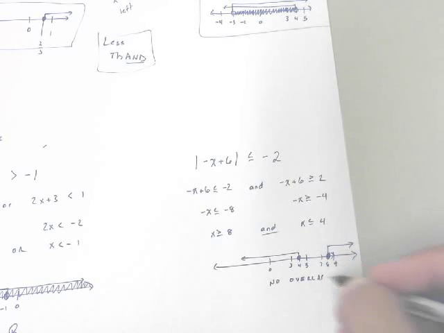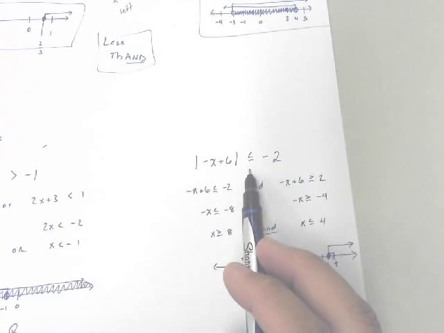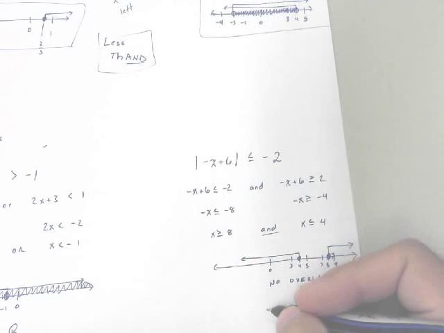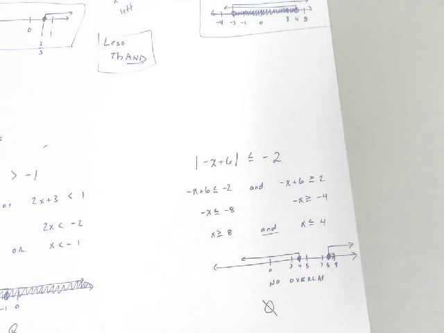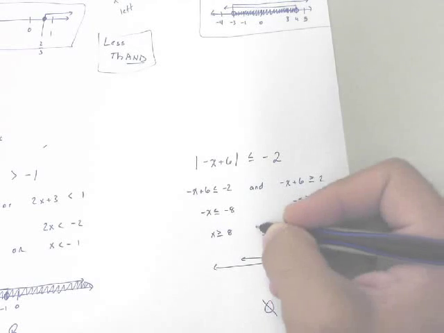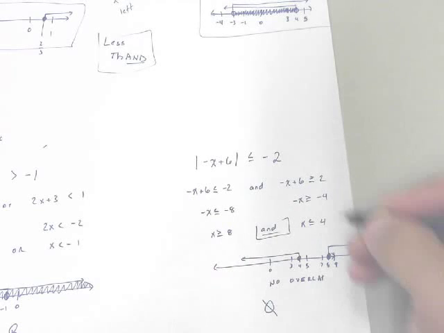Remember I said at the beginning that there was something going on here. When is a distance going to be less than any negative number? Never. There's no overlap. There's no solution. Okay? This is going to be an example of an inequality that is never true.